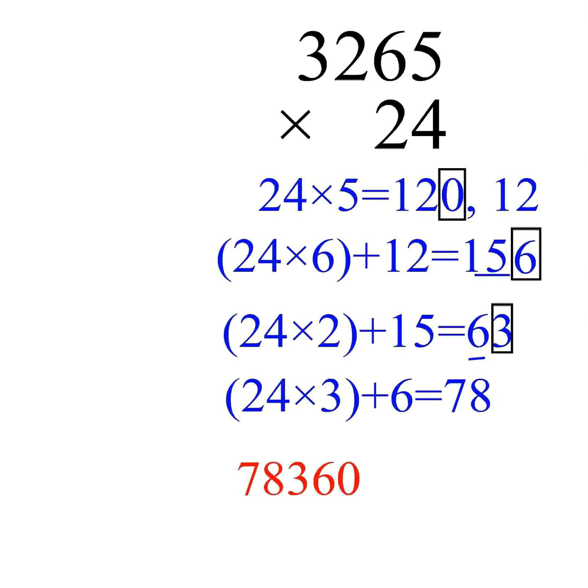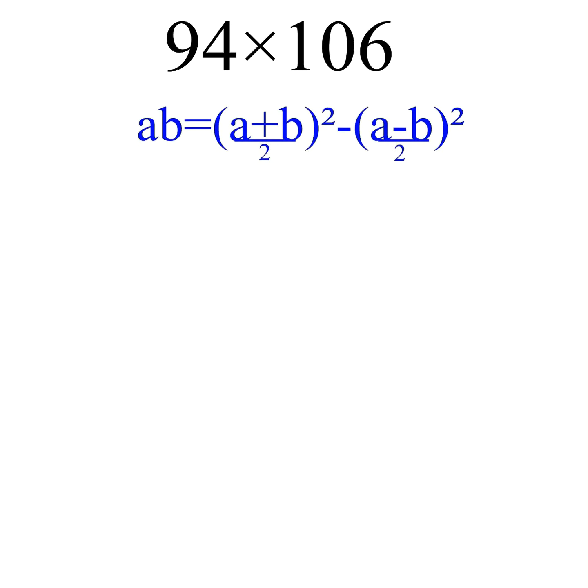Okay, let's go to our next technique. How to calculate this product? It doesn't look like the previous examples, but here we use a rule which says the product of any two numbers equals the square of their average minus the square of half of their difference. Mathematically it looks like this.